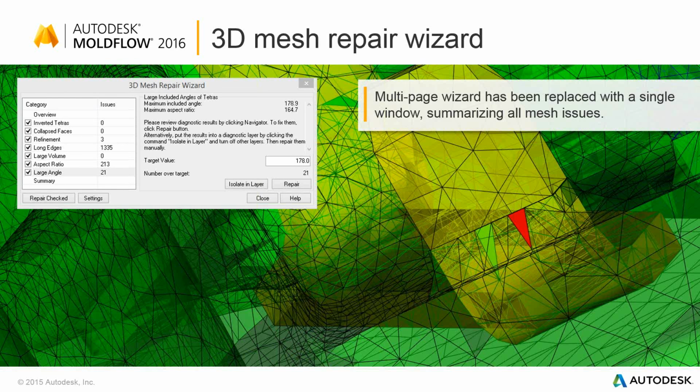Also, we now have better ways to isolate the specific errors or defects in layers, and to zoom in on those particular problem areas. So usability improvements on this, I think, are going to be very good, and we hope that people start to use this a bit more, because there is a good amount of value in actually fixing the mesh through the mesh repair wizard.